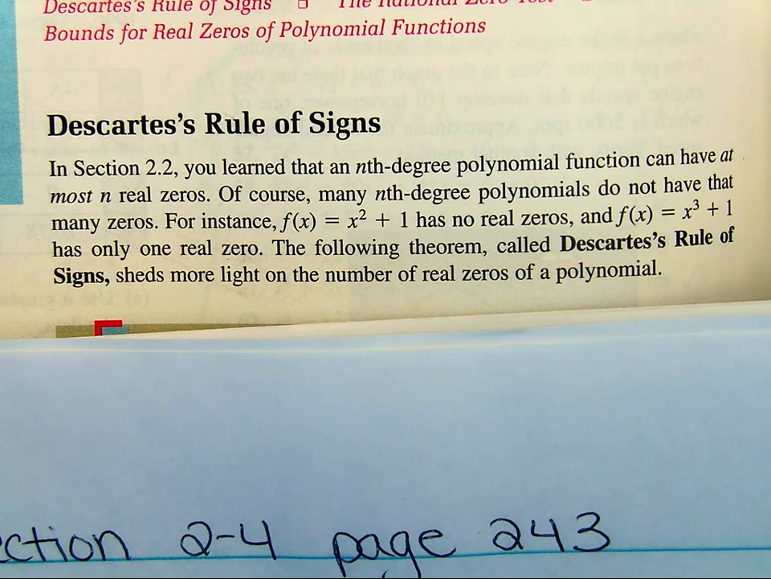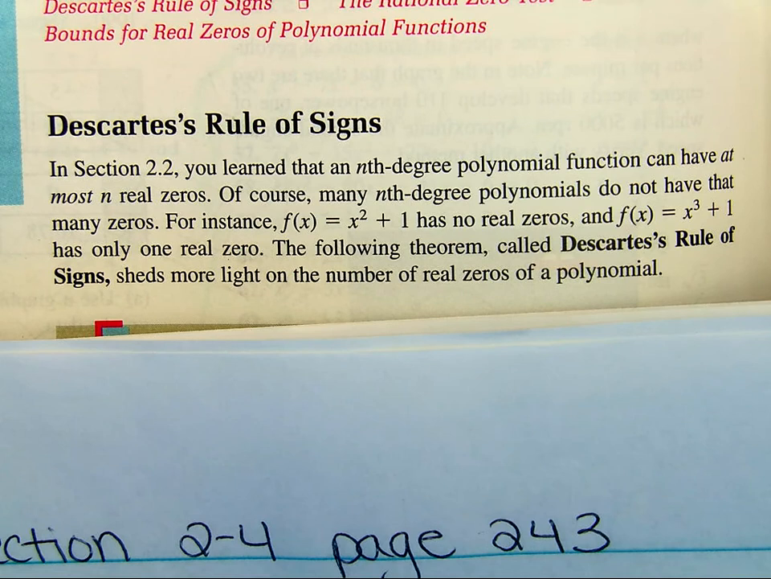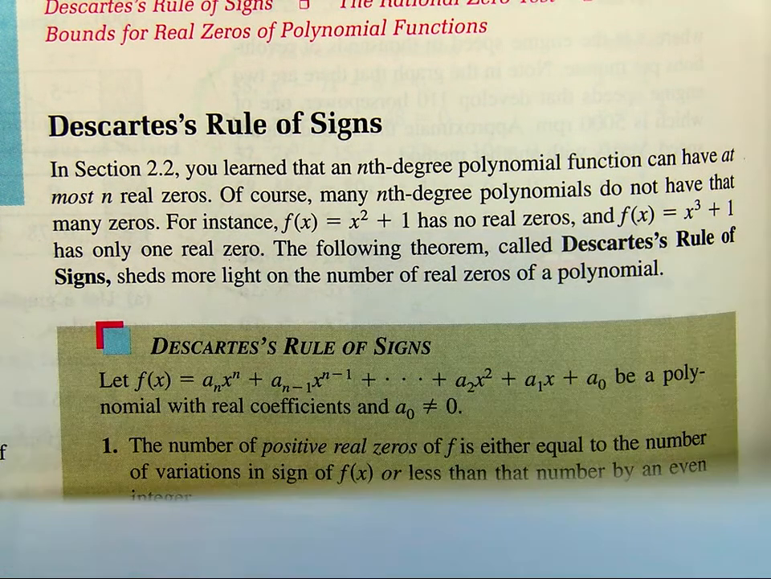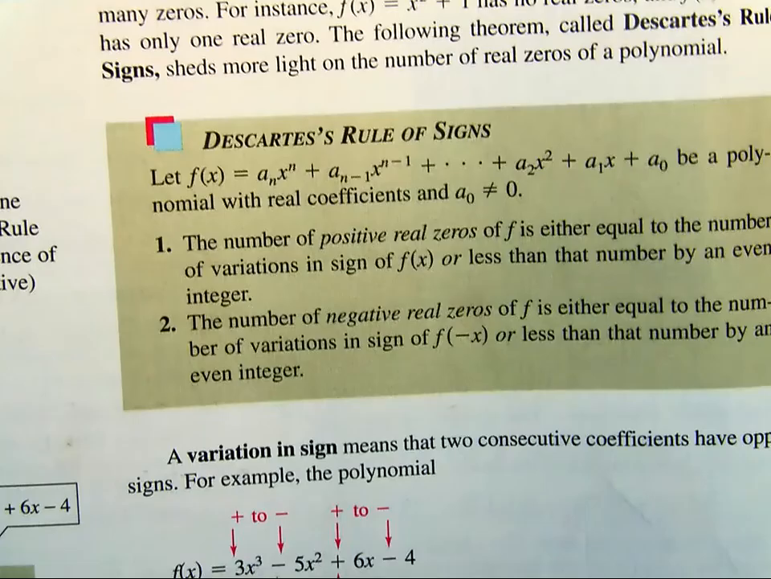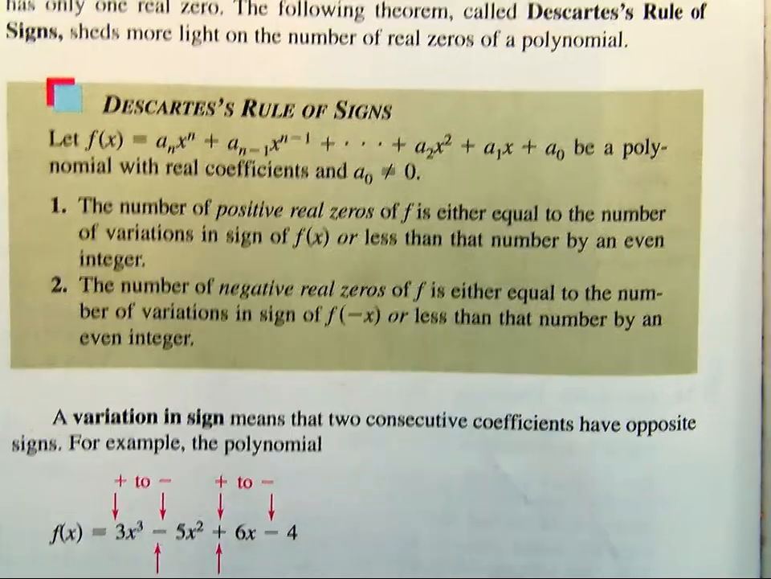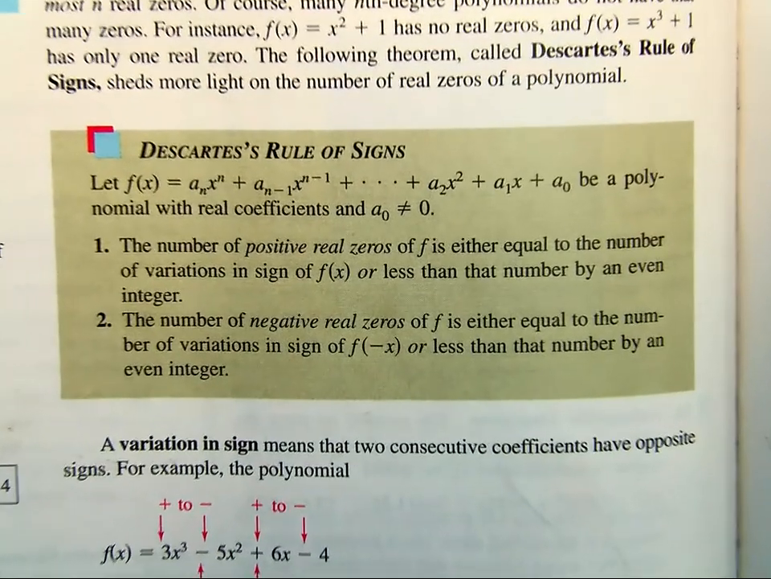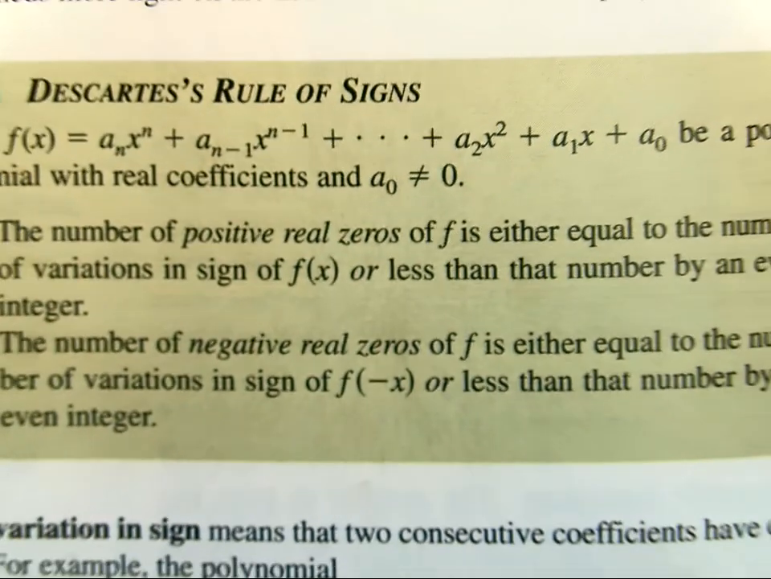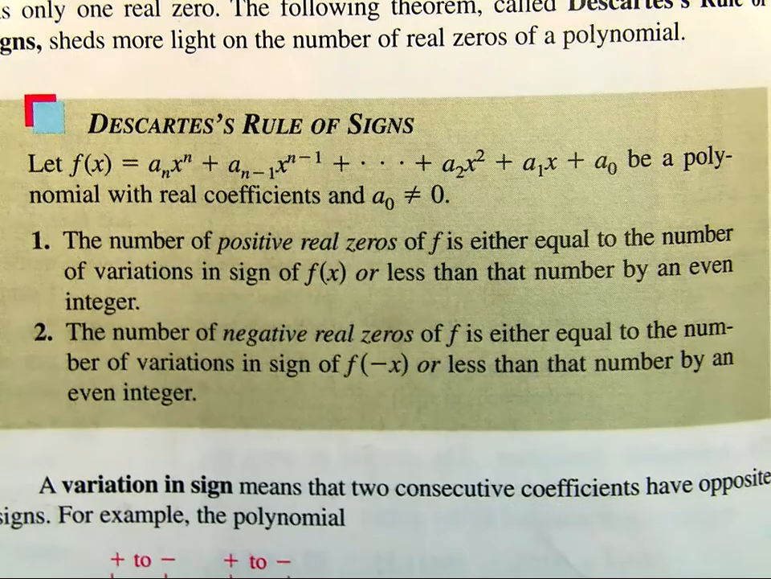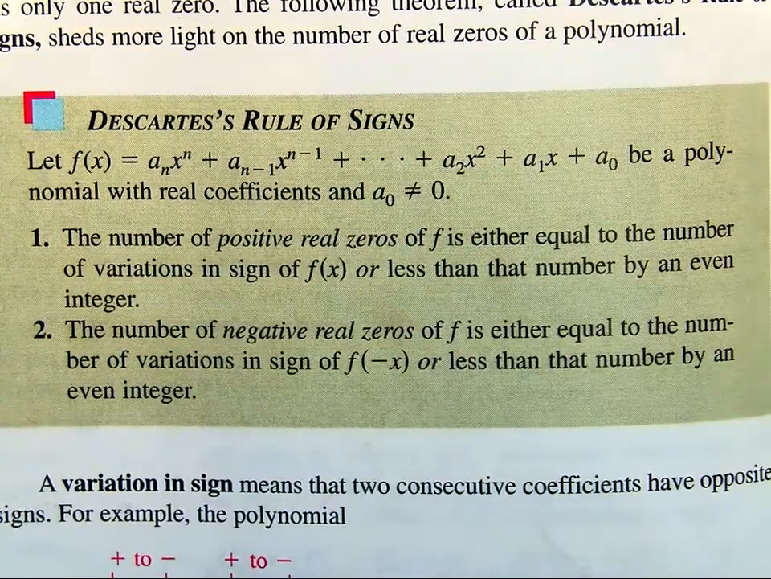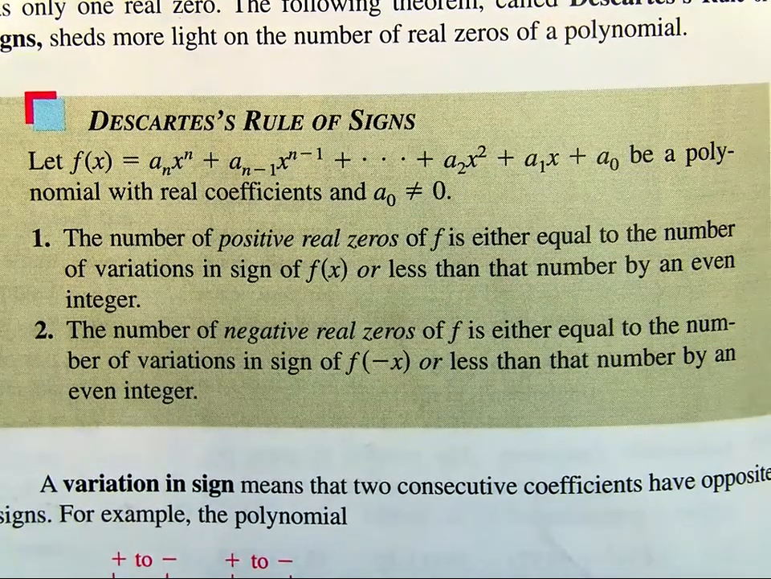So this Descartes' rule of signs, what it allows us to do is take our polynomial and look at some information about our polynomial and decide how many possible real zeros there can be. Okay? This box right here, I am not going to take the time to write this out. I would pause the video to write this out, and then we're going to do some examples together. So while you're writing, I'm kind of going to talk about it.